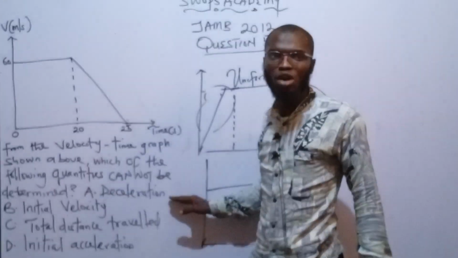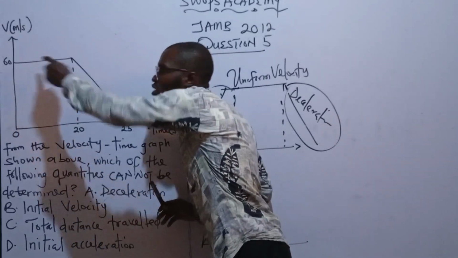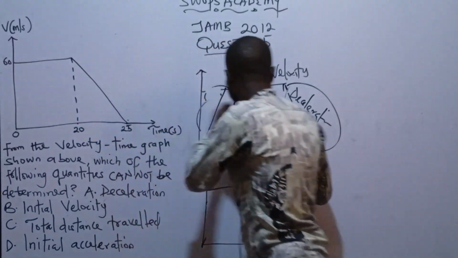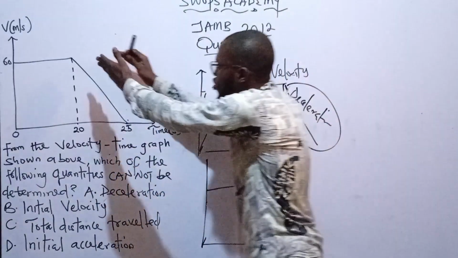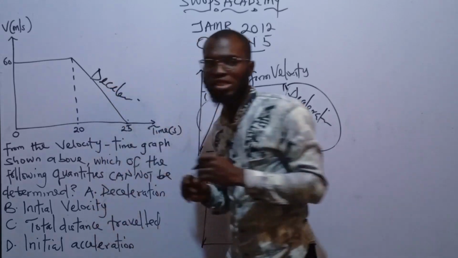A, deceleration. Can we see deceleration here? Yes. When this is uniform velocity, compared to this deceleration, we can see this shape is the same thing as this. A body coming to rest, we call it what? Deceleration. Are we together? We can determine that.